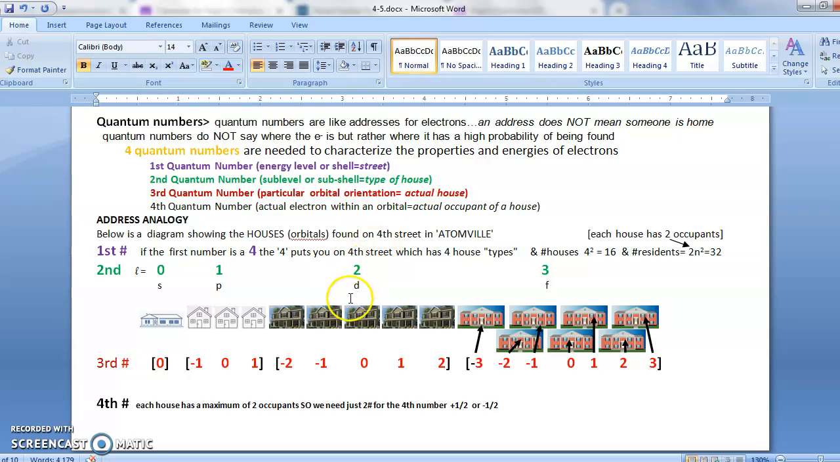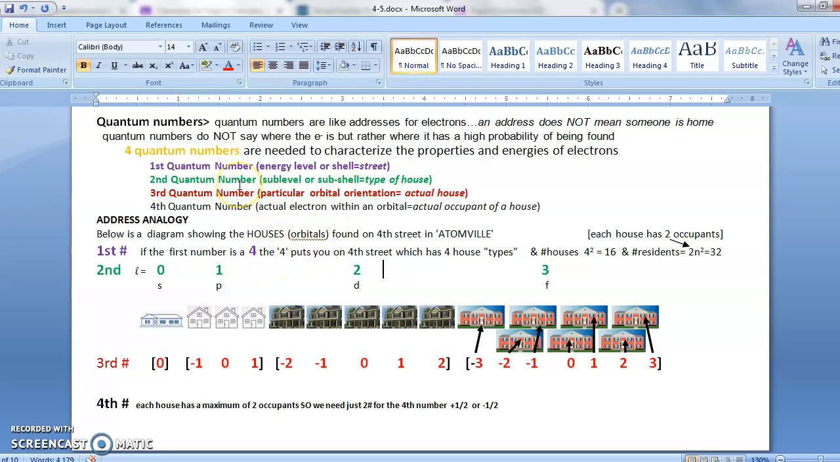So what are the types of houses on 4th Street? We've got this type of house. That's 1. We've got 3 of this type of house, but that's the 2nd type of house. We've got 5 of this type of house. That's our 3rd type of house. And we've got 7 of these types of houses. That's our 4th type of house. So when you know what street you're on, you know how many house types there are. 4th Street has 4.